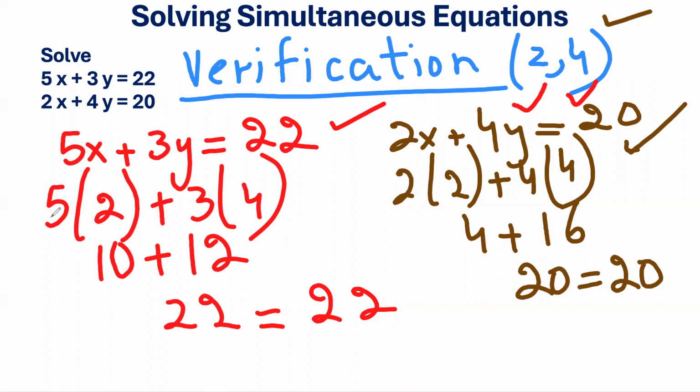You can use only one equation, equation 1 or equation 2. So this is your answer: 2, 4. X is 2 and y is 4. This is the solution set for these simultaneous equations. Let's see another question for simultaneous equations.